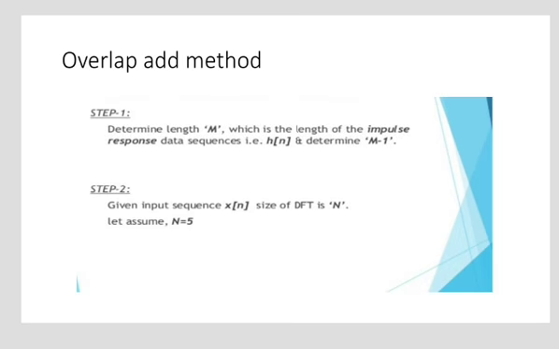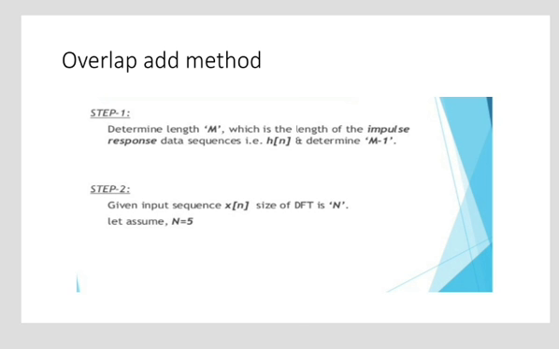So in the overlap add method, the input data block size will be L. The size of the DFT and IDFT has the same equation, that is N is equal to L plus M minus 1. So the first step is to determine the length of the impulse response data sequence, that is h of n, and determine M minus 1.